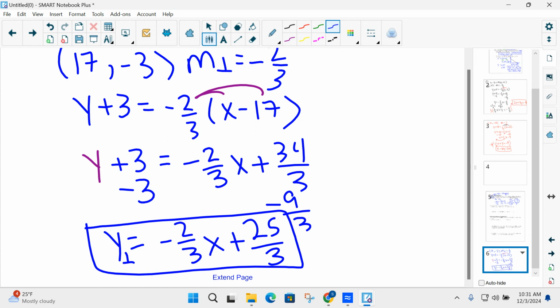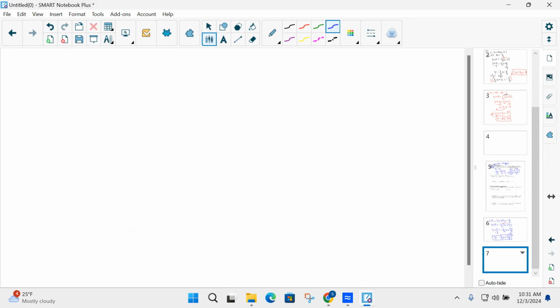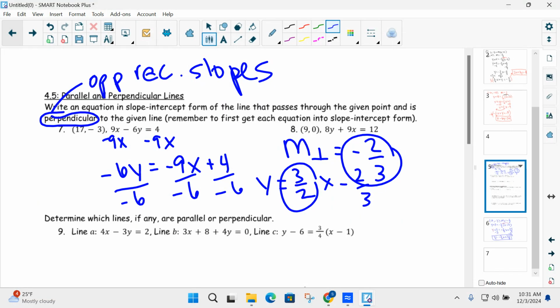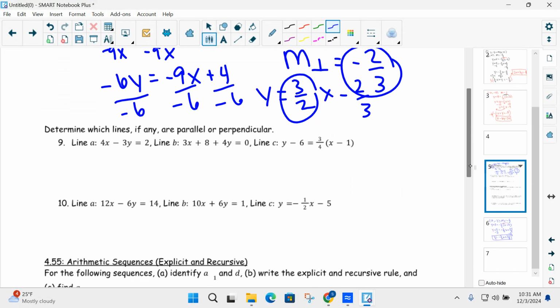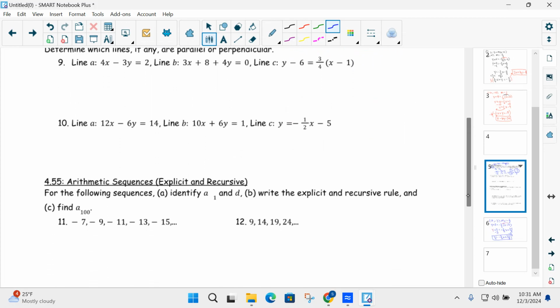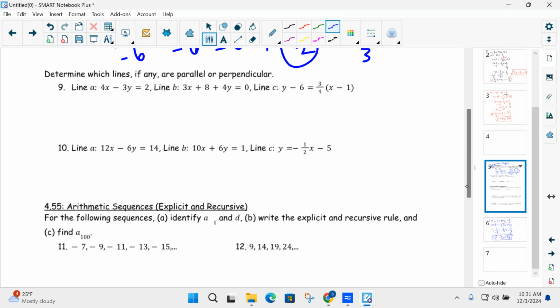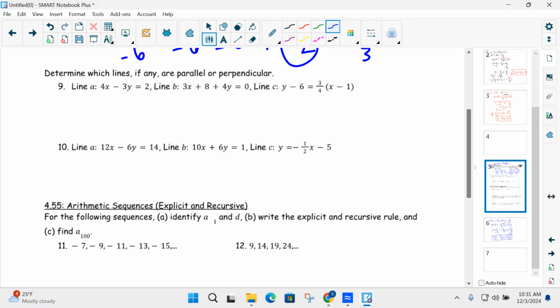In number 9, it says to determine if the lines are parallel, perpendicular, or neither. So I'm not really going to do much of this one. You just need to put each of them into slope-intercept form. That's something we've been practicing a lot this year, ever since chapter 2 or 3. For line A and B, you will have to put those into slope-intercept form just to figure out what the slope is. And this one, you can see that the slope is 3/2, so you don't have to do anything with that one.